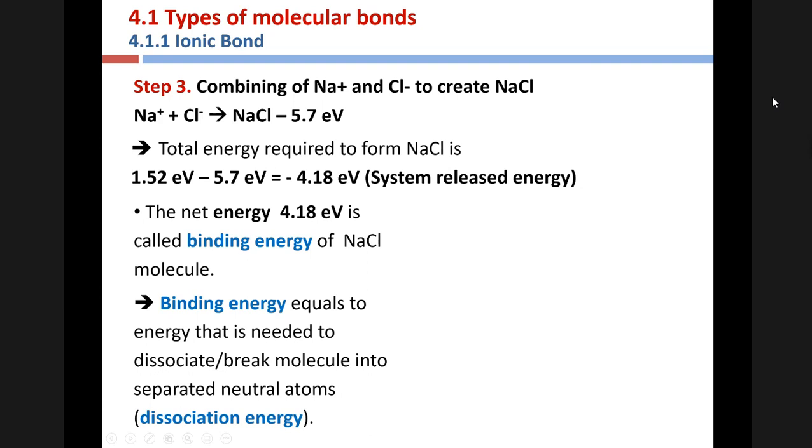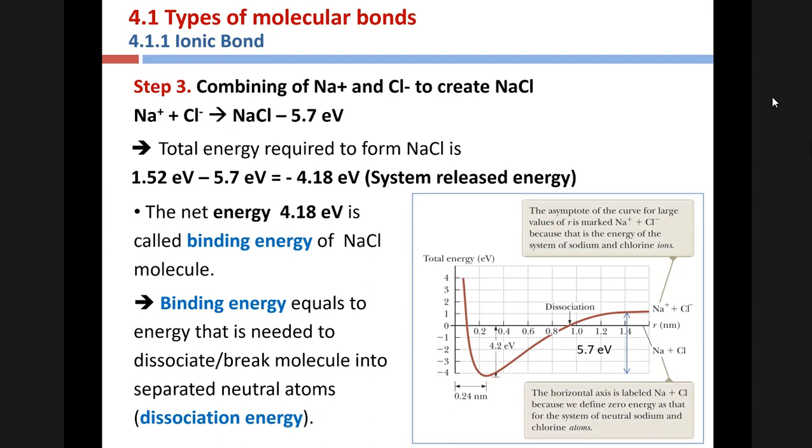This energy is binding energy. Binding energy is also the energy you need to supply to separate or break one molecule into two neutral atoms. And this is the graph for the process to create ionic bonds.